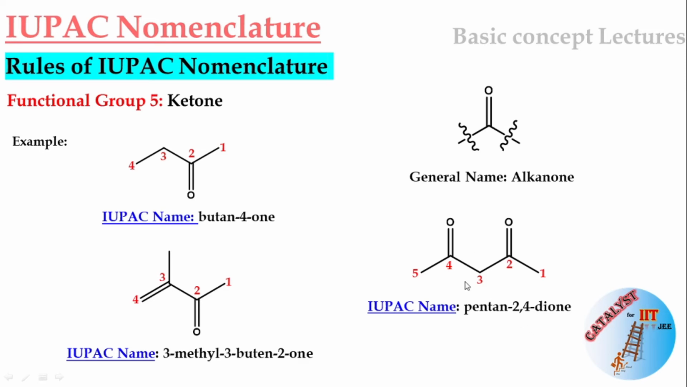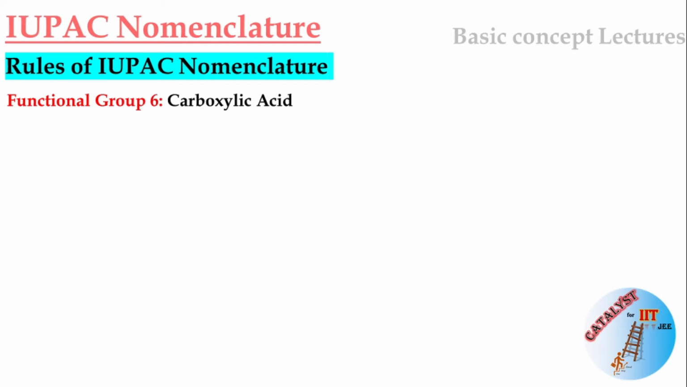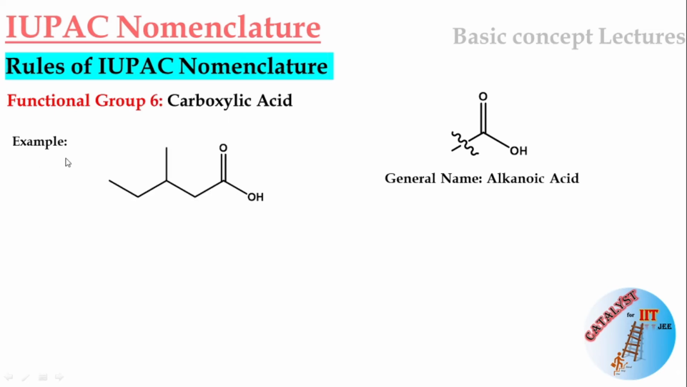Okay, so now we have covered the rules for the nomenclature of the ketone functional group. Now we will move to our next functional group, which is carboxylic acid. This is the general representation for the carboxylic acid, in which the carbon is double bonded with one oxygen, and on one side it is connected to a hydroxy group. This group is known as the hydroxy group. So this whole moiety is known as the carboxylic acid functional group, and the general name is alkanoic acid. "-oic acid" is the suffix used for the nomenclature of carboxylic acid.